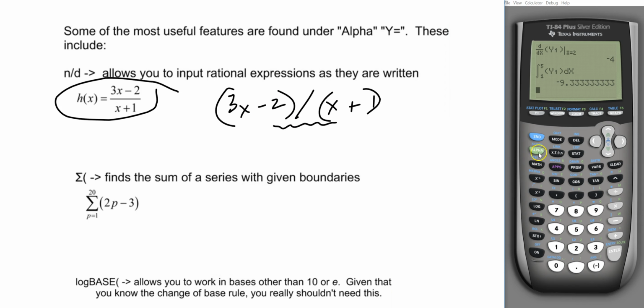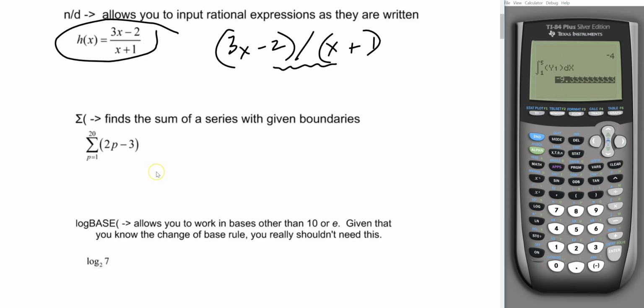If you want to make it even easier, press alpha y equals. The very first one lets you put a fraction bar. So now you just go, oh, 3x minus 2. Oops, wrong minus. And on the bottom you can type in x plus 1. So this is the best way to do it if you want to put something as a fraction. Next one is summation.